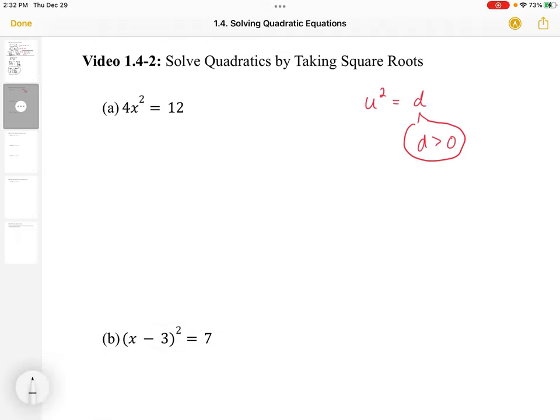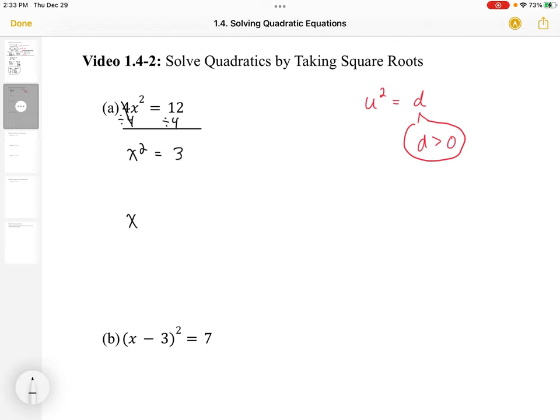In example A, we have 4x squared is equal to 12. So the first thing that we want to do is we want to get the x squared term alone. And then after that, we're going to get the x term alone. So let's go back to the top. In order to get the x squared term alone, we have 4 times x squared, so we're going to use the opposite operation. And we're going to divide both sides by 4. That gives us x squared is equal to 3.